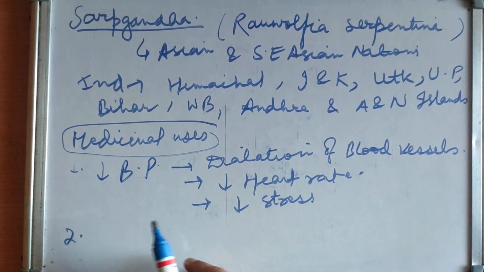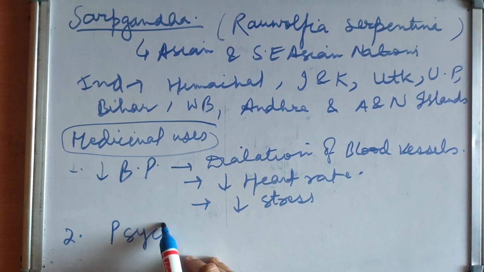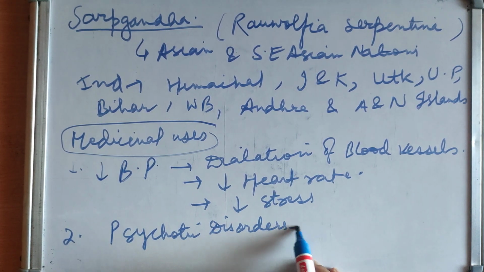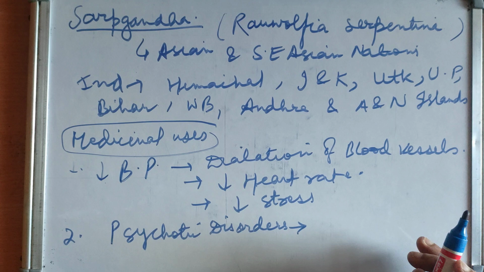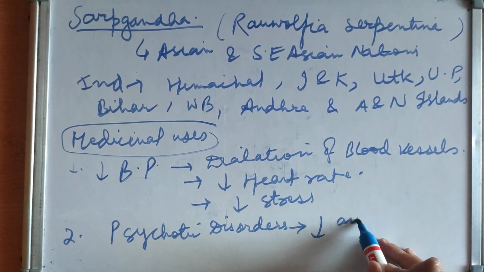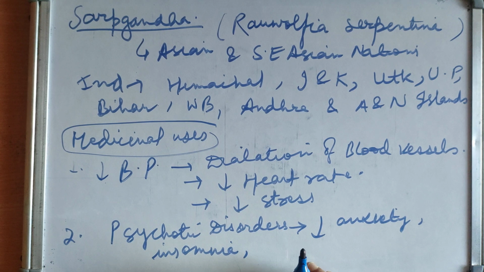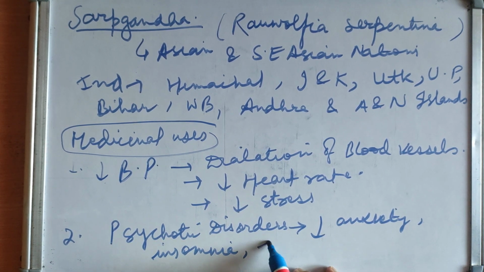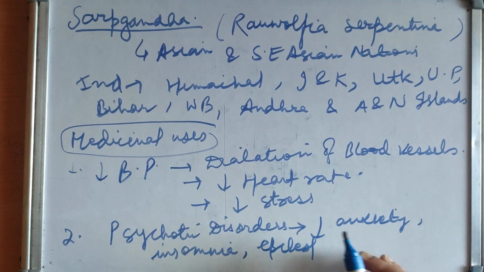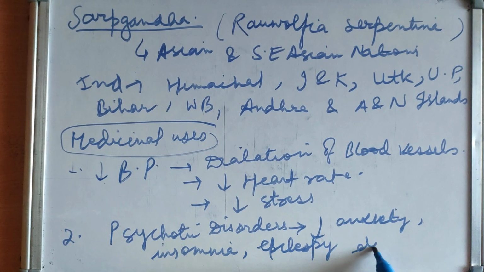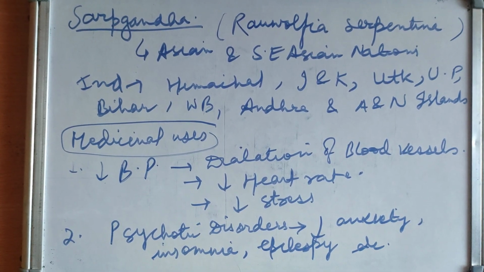It is used for psychotic disorders. It reduces anxiety and insomnia. What is insomnia? That is, we are not able to sleep properly. Sleeplessness, insomnia, epilepsy, etc. So these are some psychiatric disorders where we can see the use of Sarpagandha.